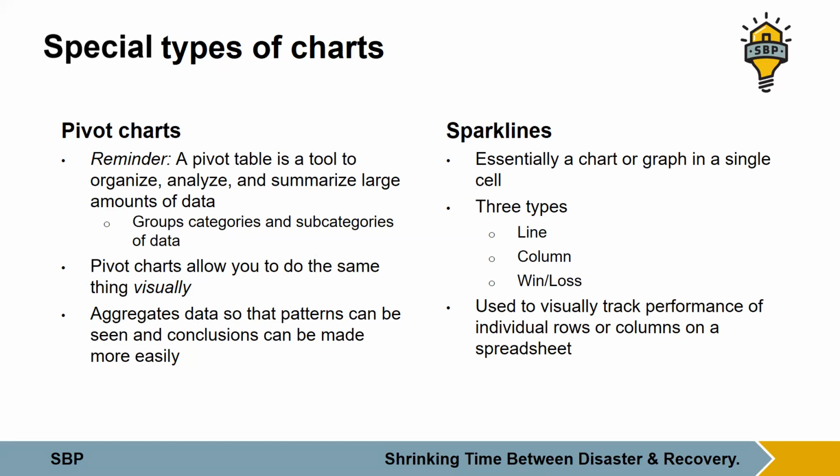And then the other one is a pivot chart. So we looked at that horrible pie chart, I'm going to show you that again. It's not useful. I want to be able to aggregate all the data to show groups of data. So there's a thing called a pivot chart that makes a pivot table with the chart at the same time. So it allows you to do the same thing that a pivot table does, but visually. It makes it so you can visually see patterns and conclusions can be made more easily from the data.